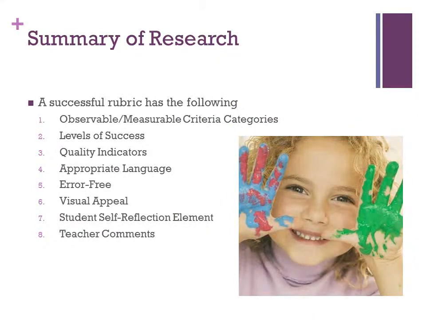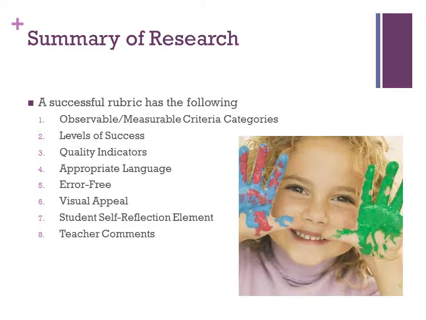As I've been doing my research, there has been a lot of consistency in what makes a rubric successful and valid and reliable, and that is a rubric that contains the following. The criteria categories are observable and measurable. The levels of success and the quality indicators are made clear. The language of the rubric is age appropriate. The rubric is error-free and has a nice visual appeal.